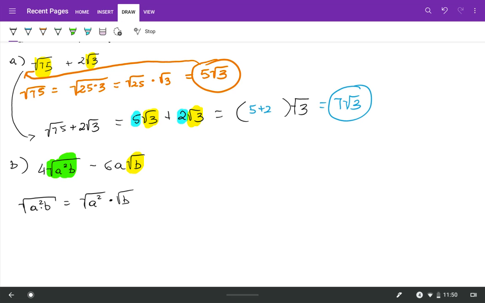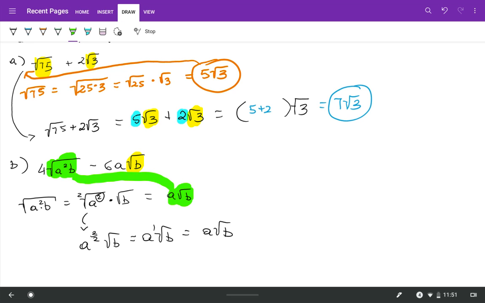So again, square root of a square will be a, because if you change that to exponential form, that will become a to the power of 2 divided by the index, which is also 2. So 2 divided by 2, and square root of b. So that will become a to the first power radical of b, which is just a radical of b. Okay, so this is just a square root of b. So going back, I simplified this. So let's just rewrite that.